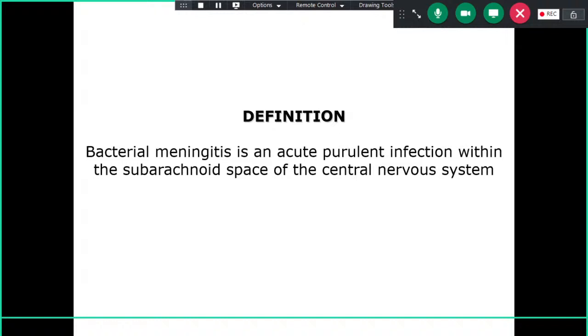With this understanding, let's look at the definition of acute bacterial meningitis. Bacterial meningitis is an acute purulent infection within the subarachnoid space of the central nervous system. Although it starts within the subarachnoid space, the inflammation will slowly spread all over the globe, the brain, and subsequently include the brain matter as well as the other meninges. So you have to be very clear about it.